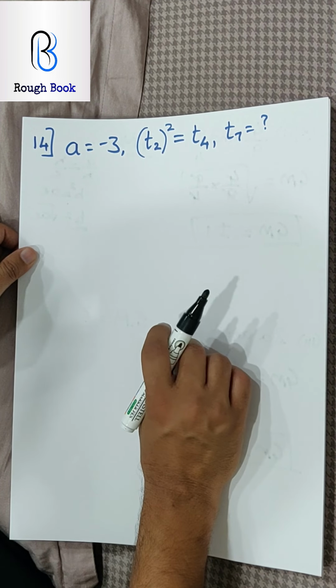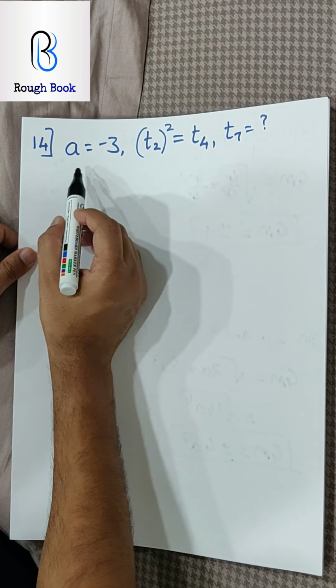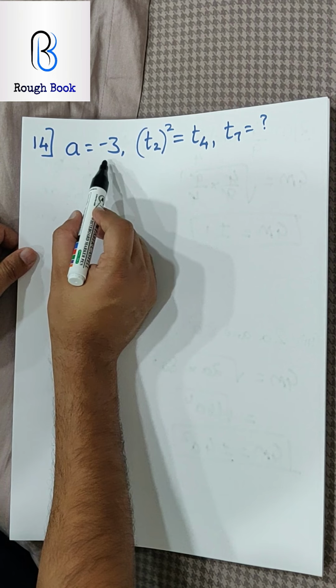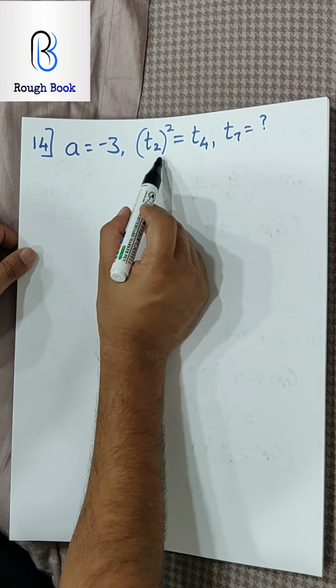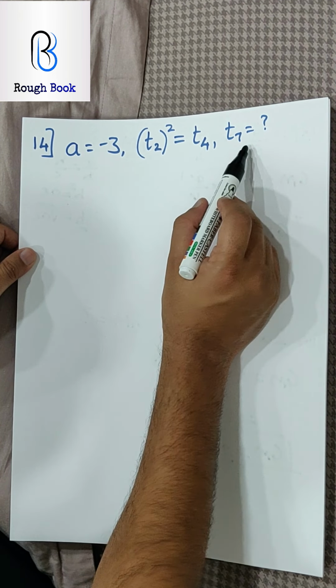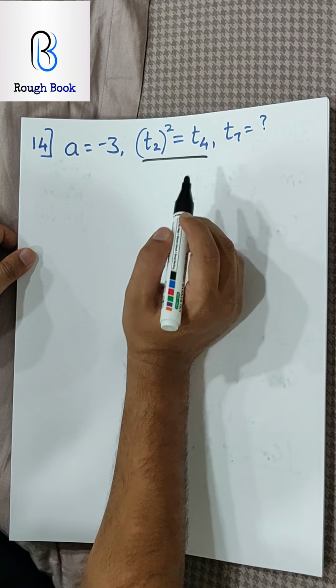Okay, 14. Let's begin. Come on, everyone, pause the video. Go ahead. Let's race. The first term is -3. Square of the second term equals the fourth term. Find the seventh term.